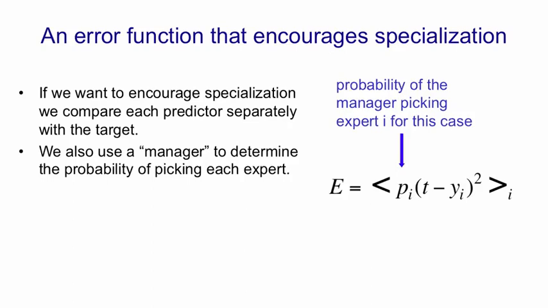So now our error is the expectation over all the different models of the squared error made by that model times the probability of picking that model, where the manager or gating network is determining that probability by looking at the input for this particular case. What will happen if you try and minimize this error is that most of the experts will end up ignoring most of the targets. Each expert will only deal with a small subset of the training cases, and it will learn to do very well on that small subset.